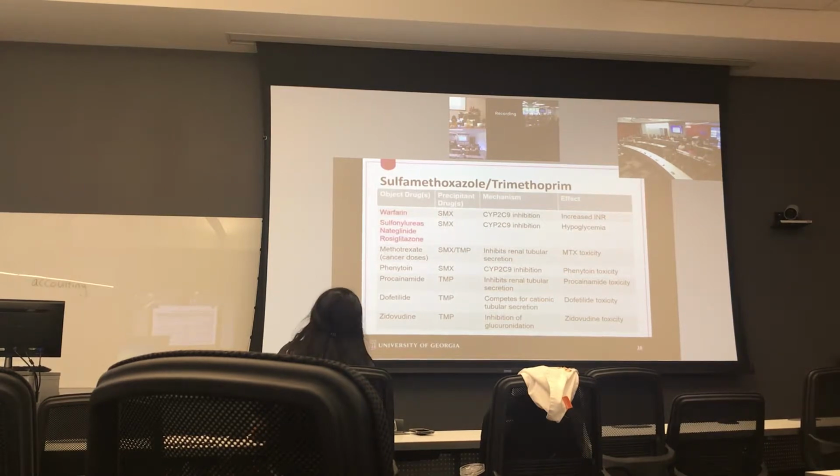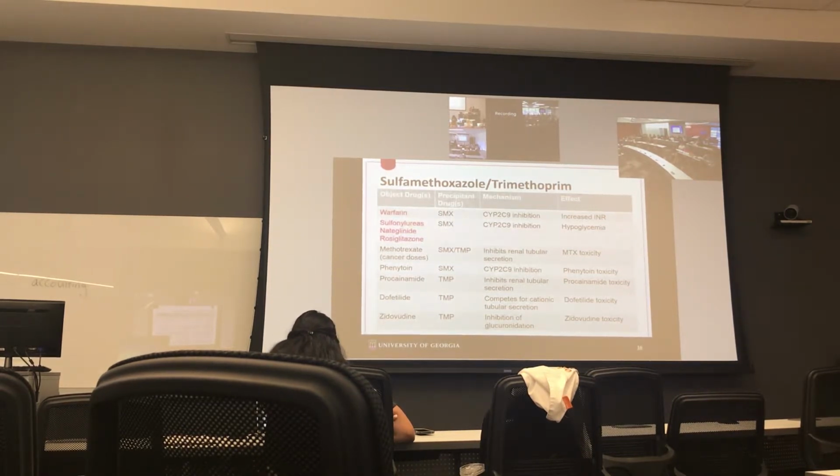Sulfamethoxazole and trimethoprim can interact with methotrexate, again at the larger cancer doses, not at doses that are used for other indications. So this is due to inhibition of renal tubular secretion and can result in methotrexate toxicity. So with the methotrexate toxicity, the main things that we worry about that we'll see are bone marrow suppression and GI toxicity.